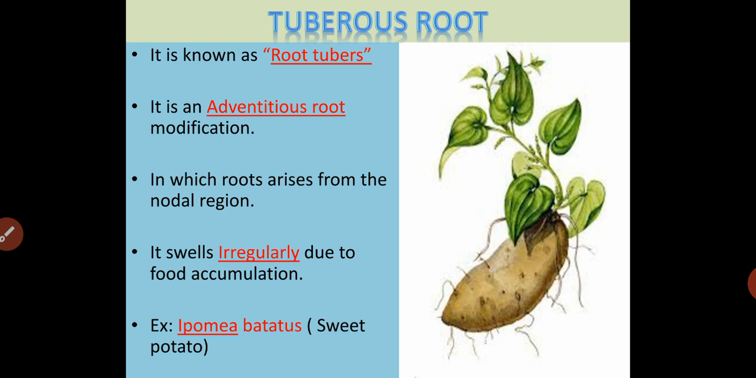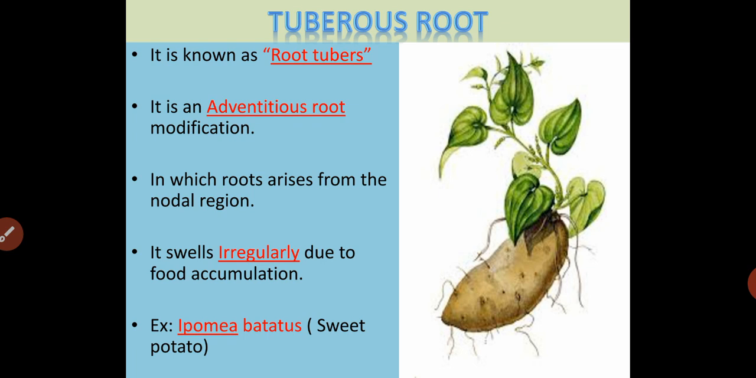It is the adventitious root modification in which roots arise from the nodal region. In this, irregular swellings of the root take place due to the food accumulation, which is commonly seen in case of Ipomoea batatas, that is sweet potato.